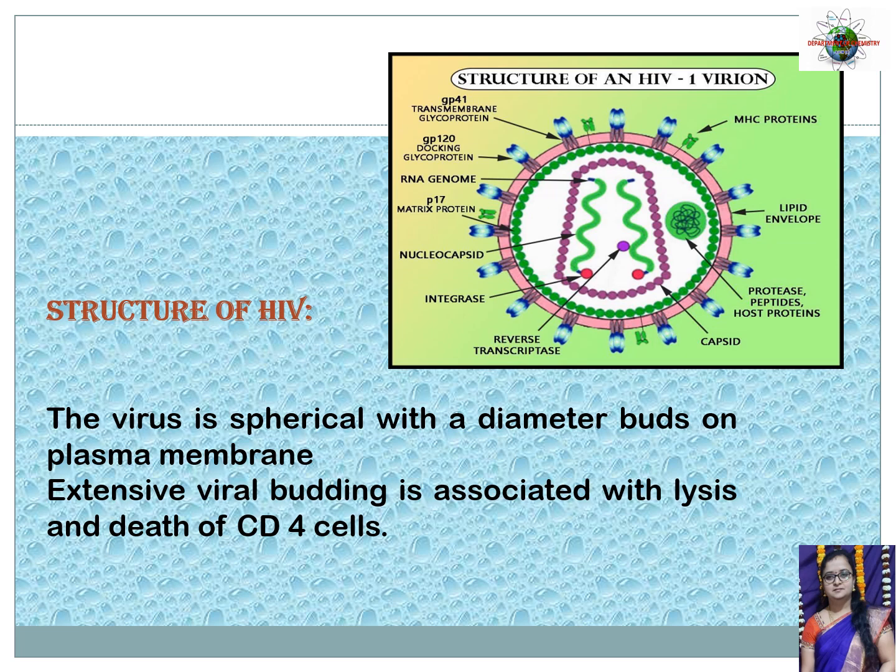The virus is spherical and buds on the plasma membrane. Extensive viral budding is associated with the lysis and death of CD4 cells. If the viral budding is more and more, what happens? The CD4 cells break, which leads to the death of CD4 cells.